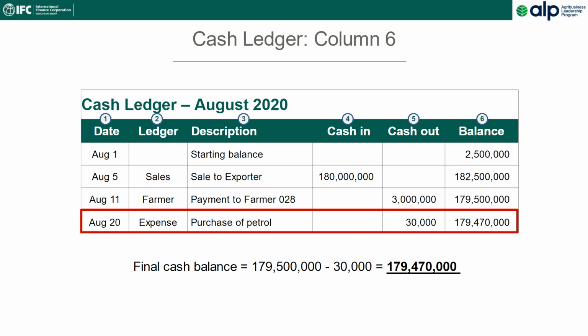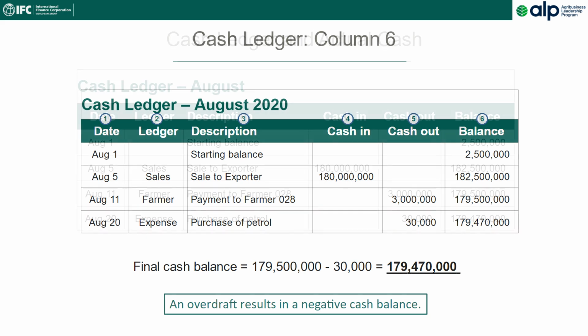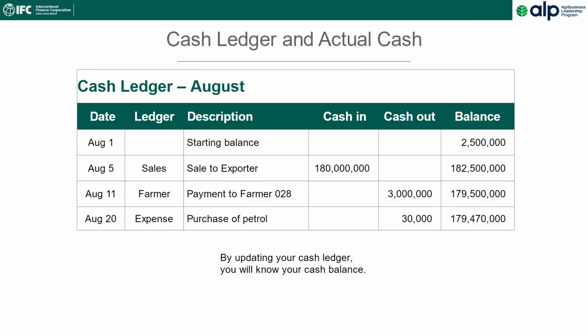If the payment had occurred before the sales transaction, the business would have experienced an overdraft. An overdraft results in a negative cash balance. If this happens, contact your bank to alert them of the overdraft and inform them that you are expecting a payment. By updating your cash ledger, you will know your cash balance.